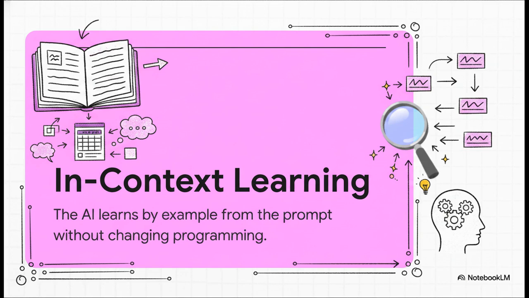And when you drop those examples in, you trigger this fascinating process called in-context learning. This is where the AI learns by example, recognizing patterns directly from your prompt without changing a single line of its underlying programming. To keep it grounded, just think of it as learning by example.